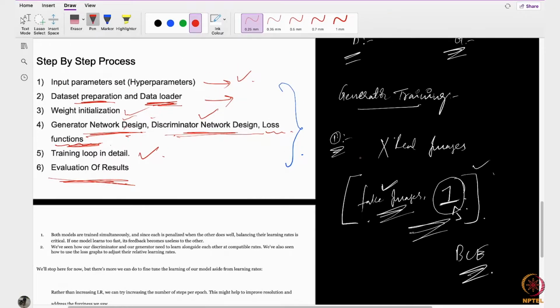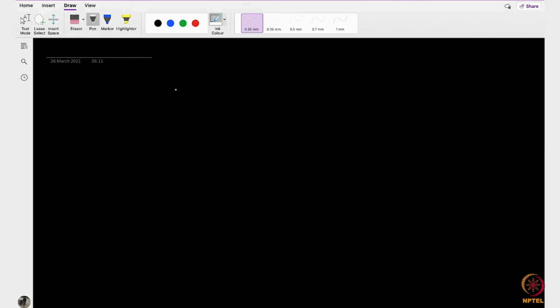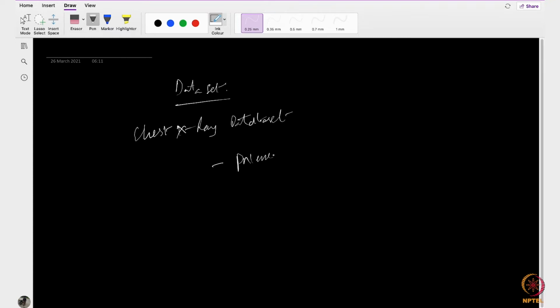While going through the code, I will show you. Now let us discuss the dataset that we are going to use to implement this algorithm. The dataset is the chest X-ray dataset. It contains pneumonia and normal.